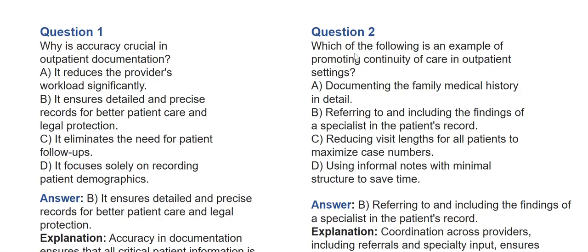Question 2. Which of the following is an example of promoting continuity of care in outpatient settings? A. Documenting the family medical history in detail. B. Referring to and including the findings of a specialist in the patient's record. C. Reducing visit lengths for all patients to maximize case numbers. Or D. Use informal notes with minimal structure to save time.